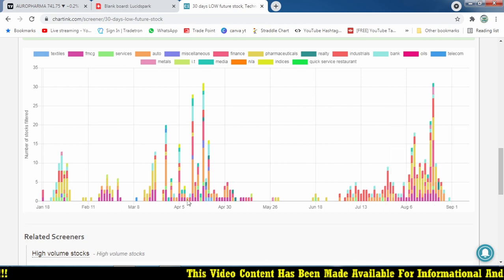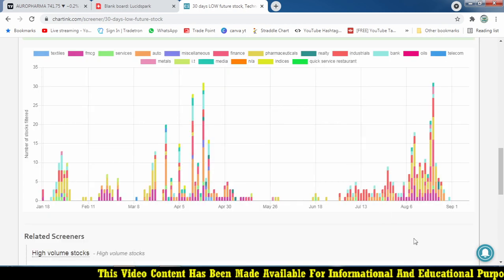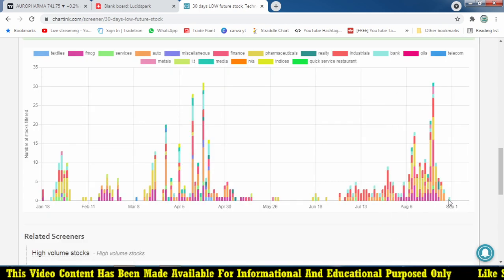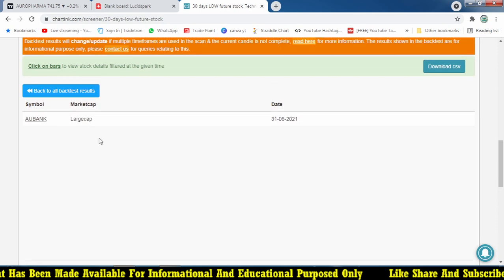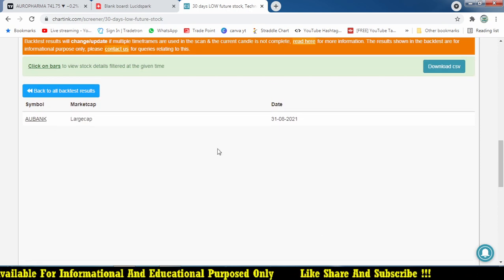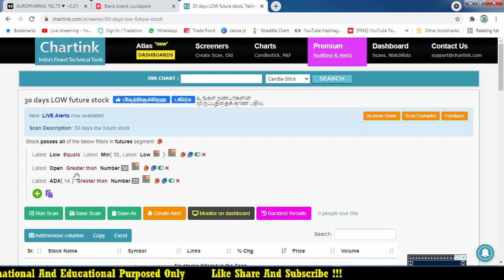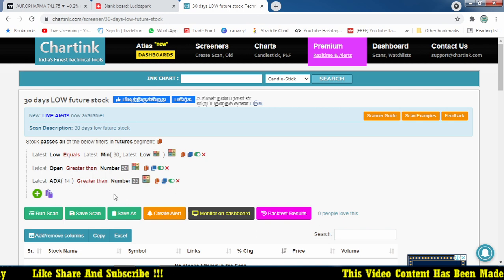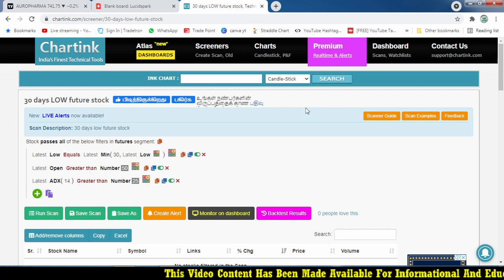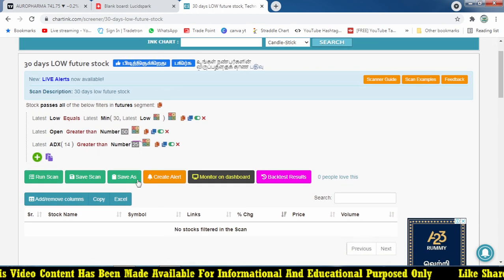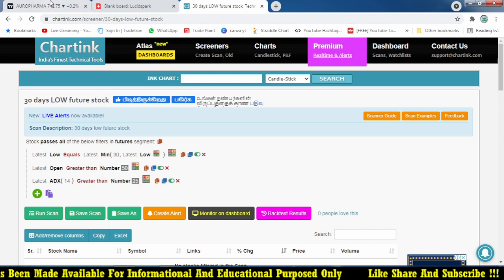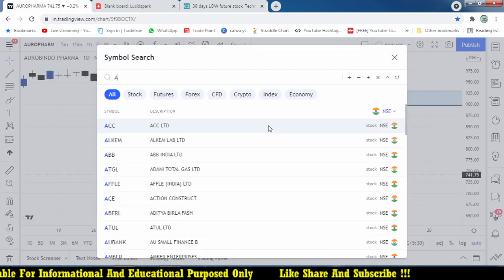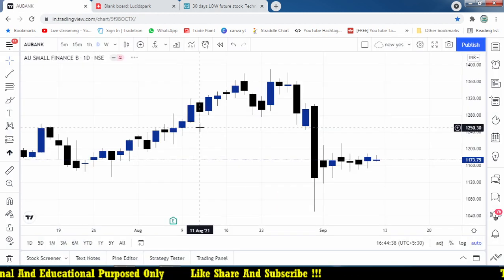Previously, on August 31st, we had some stocks, like AU Bank. So let's go for that. We have added that the ADX value is greater than 25, because if the ADX value is greater than 25, the stock is trending. So a reversal is also possible, very high and quick, and that is why I mentioned the ADX value is above 25. Let's take AU Bank on 31st August. So let's know what happened on that.